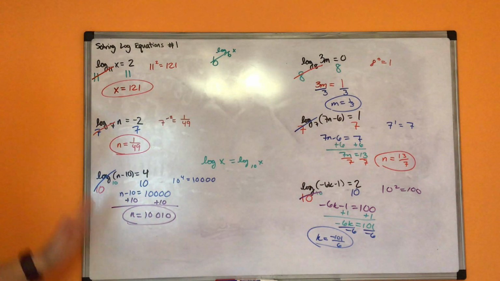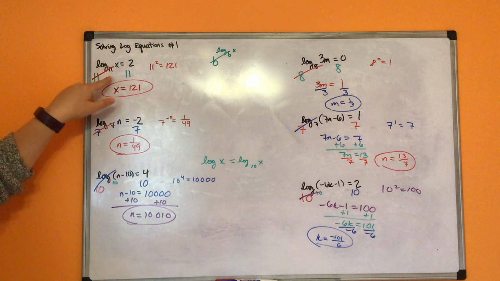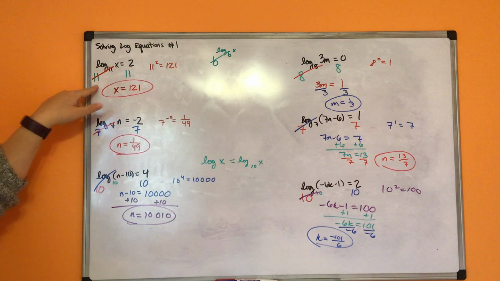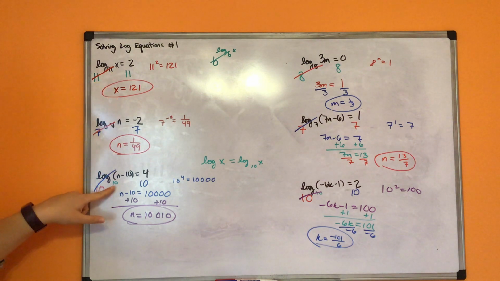That is it for today. So just to recap, if you have log on one side of the equation, to undo or cancel out that log, use a base that matches the base of the log. When you don't see a base, then your base is an implied hidden 10.